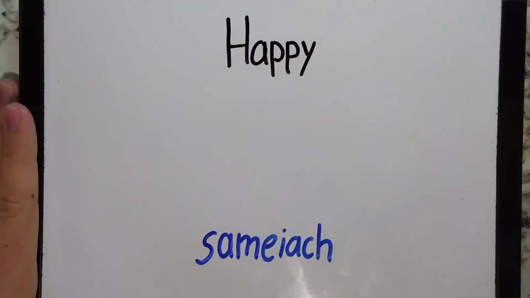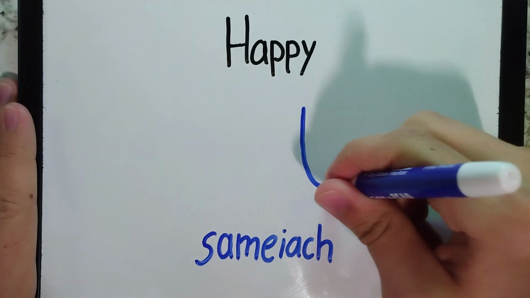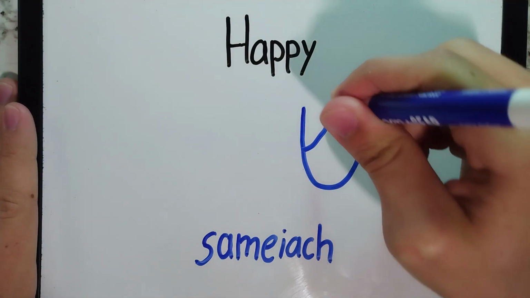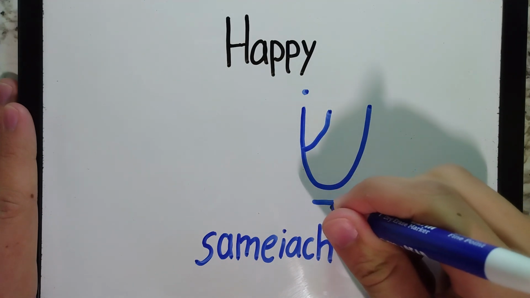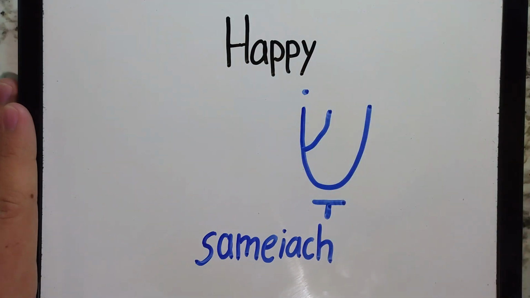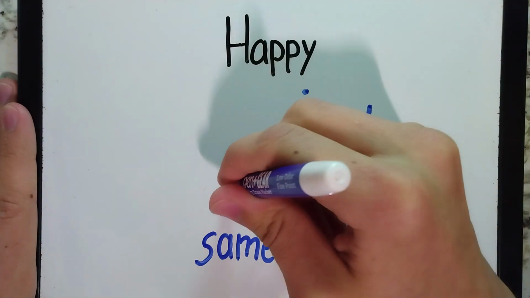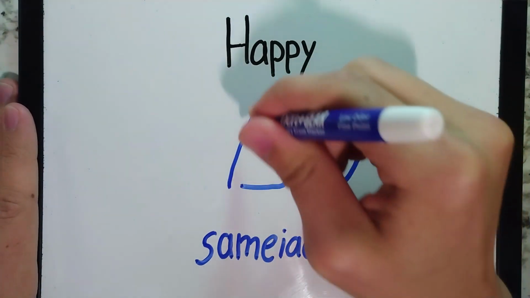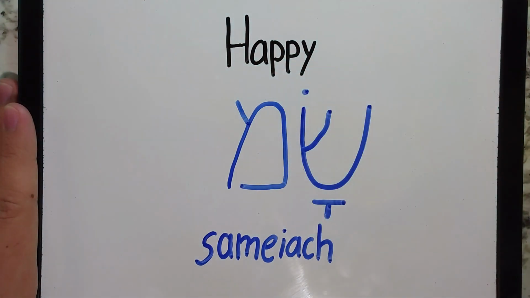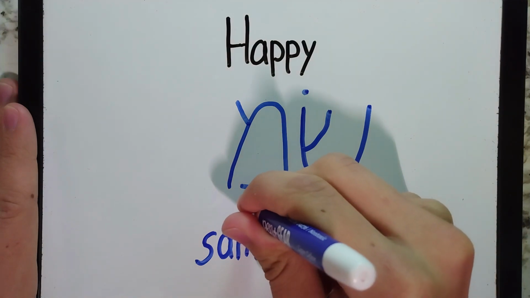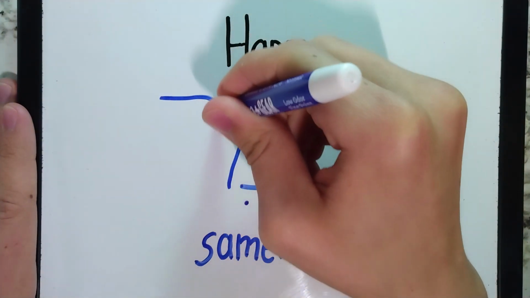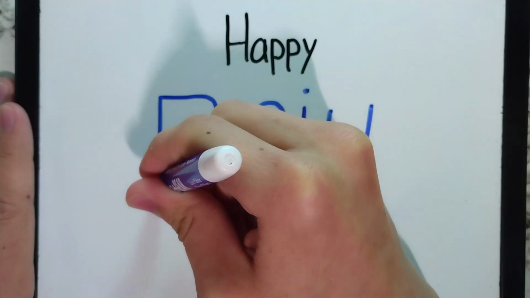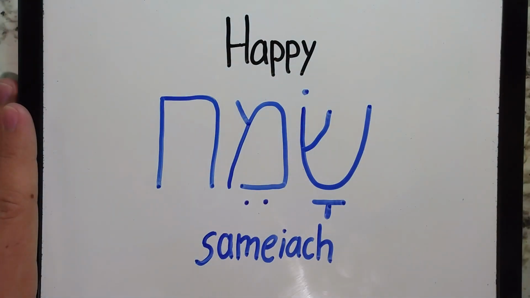The word sameach means happy. The s sound starting this word is from a letter sin, which is this letter with a dot on the top left. Under the sin is a kamatz, which makes the ah sound, and the next letter is a mem, which makes the m sound. Under the mem is a tsere, which says ay, and the last letter in this word is a chet, which makes a guttural ch sound.